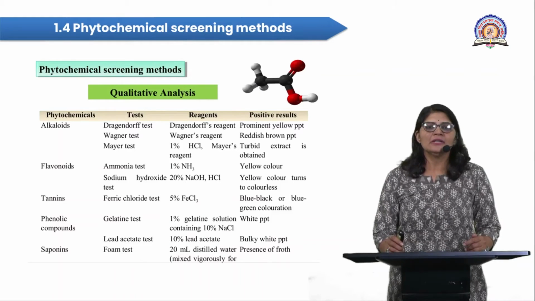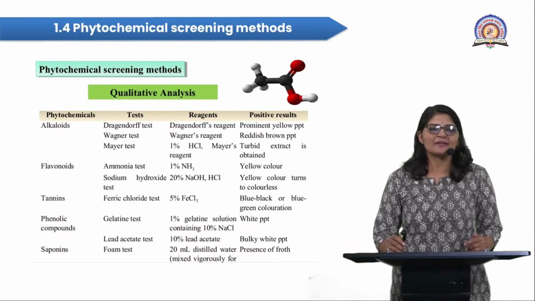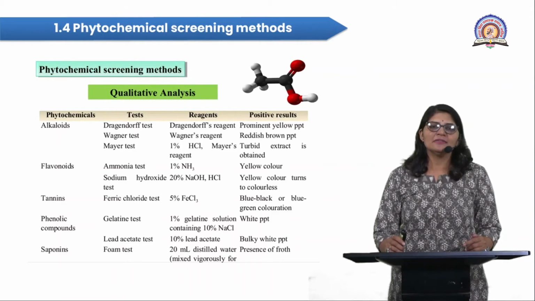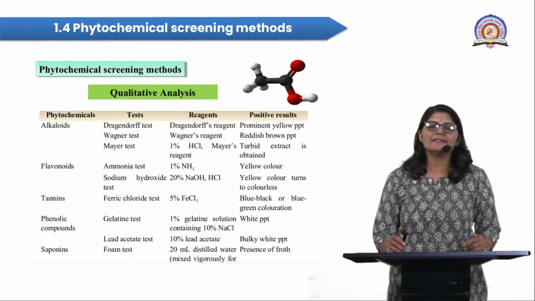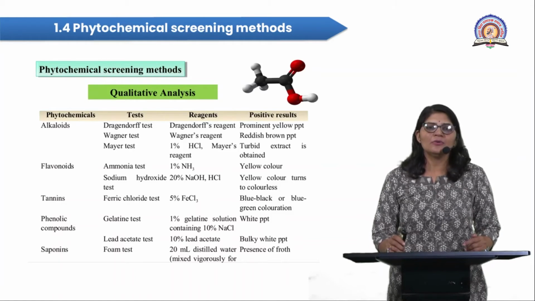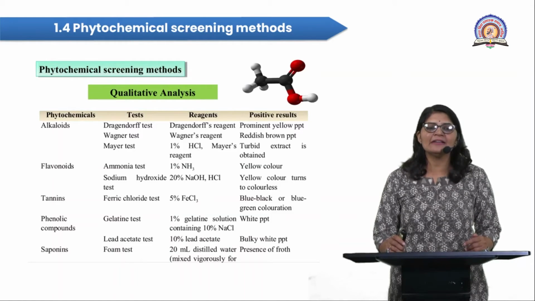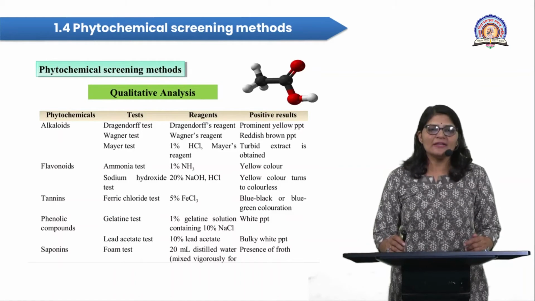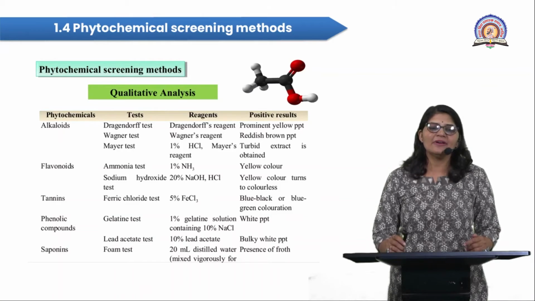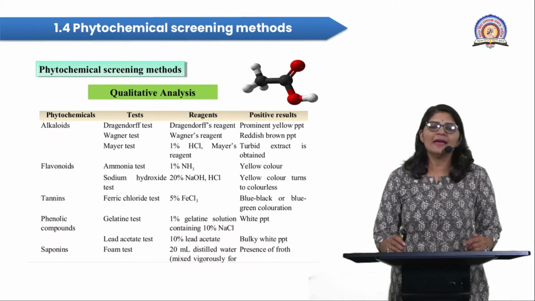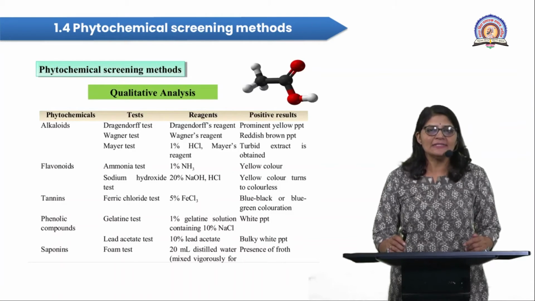within that crude extract. Then the Wagner test uses the Wagner reagent, and the end point of this test, a reddish brown precipitate, was produced. It indicates the presence of alkaloid. Then the Mayer test, 1% hydrochloric acid and Mayer reagent were used, then a turbid extract is obtained. It shows the presence of alkaloid within that plant sample.